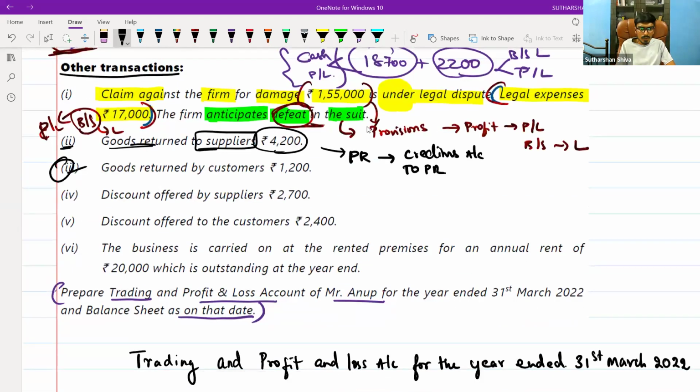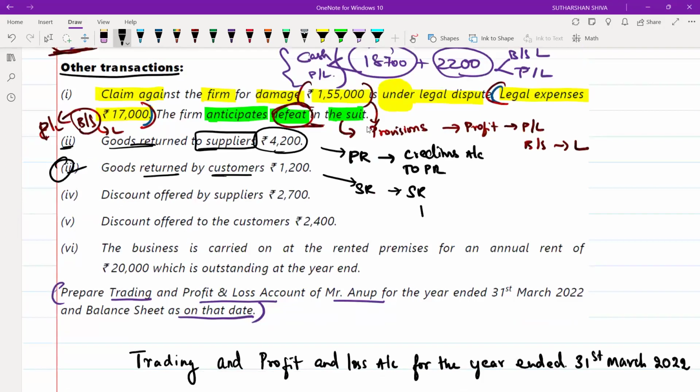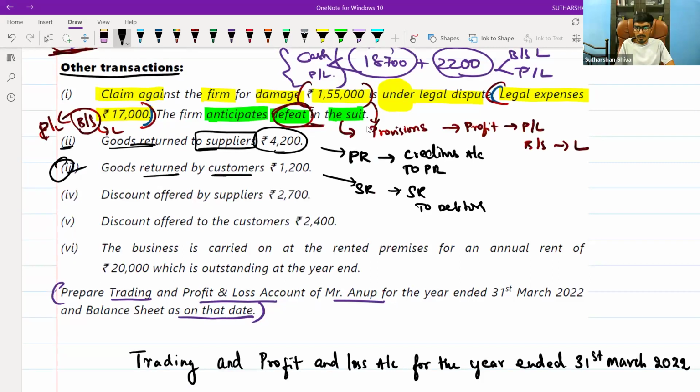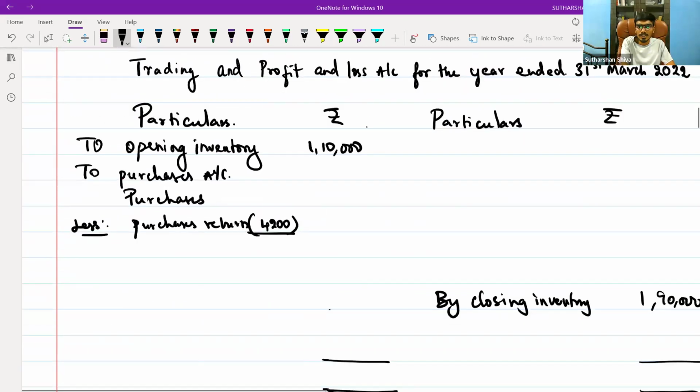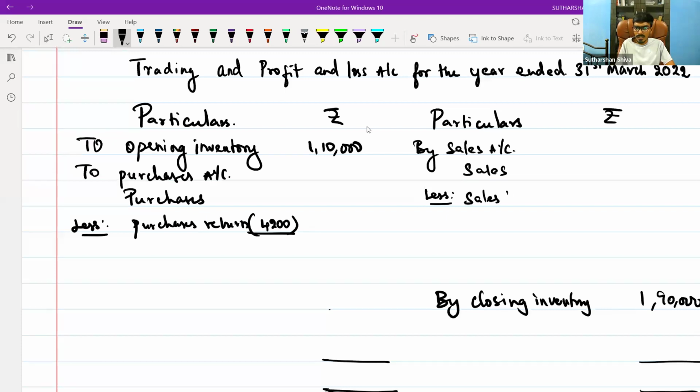Now come back to the third one. Goods returned by customers. What is the journal entry? It is a sales return. Sales return to debtors, as it is going to affect my debtors account. So first, like I did for purchases, I will do the same thing to the sales account. I don't know my sales value, but I know my sales return value. It is 1200 negative, and that I am going to show.